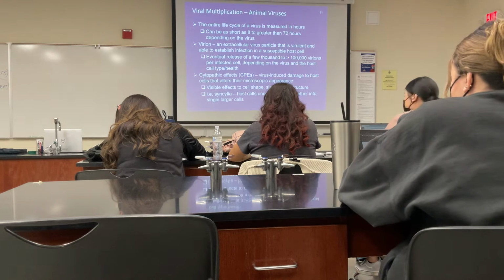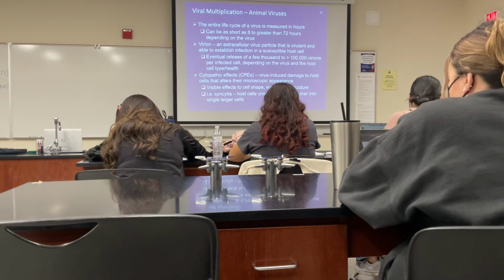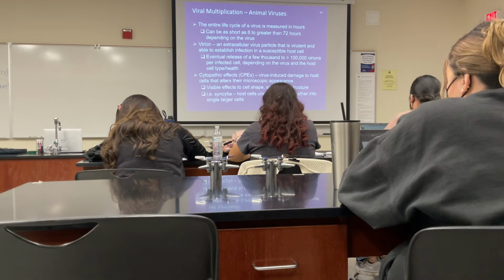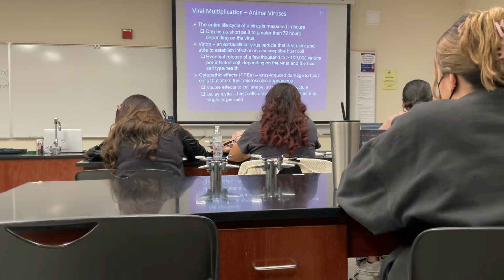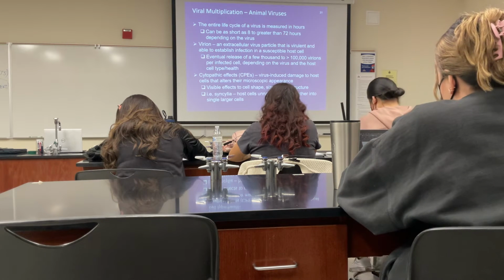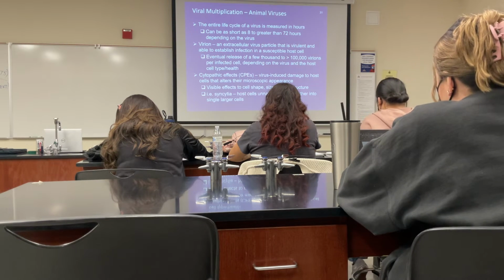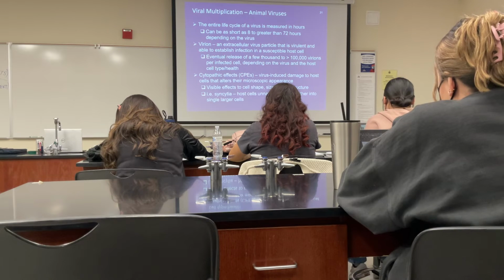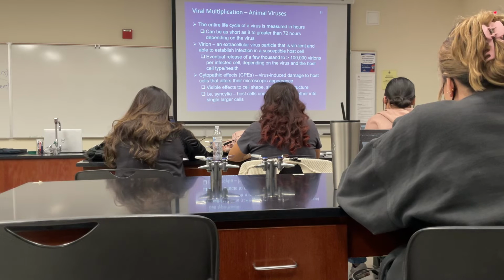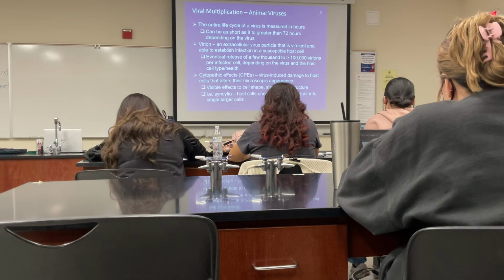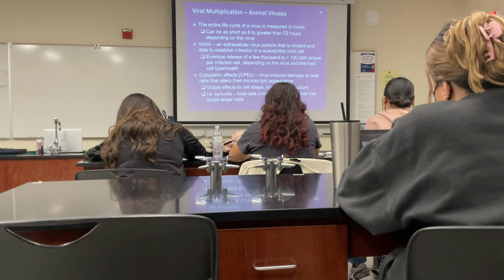Okay. So, that's the basic phases or stages of an animal viral infection. A little bit more about animal viruses, and then we'll go into bacteriophages, which have their own coolness going on. But the entire life cycle of a virus is going to be measured in hours, and it can be really short, like 8 hours, and it already replicates and causes the cell to burst open, or in some cases greater than 72 hours, and that's virus specific.